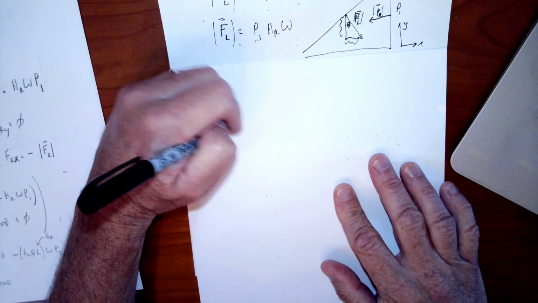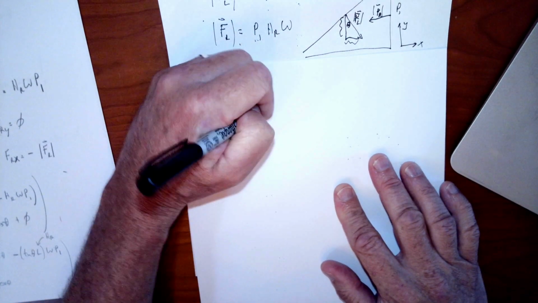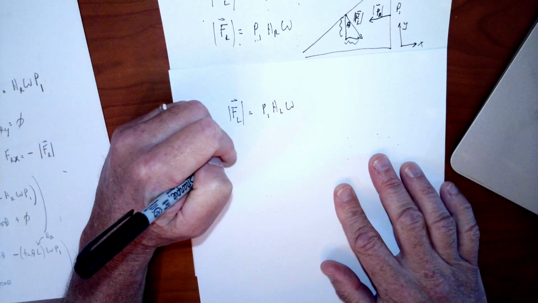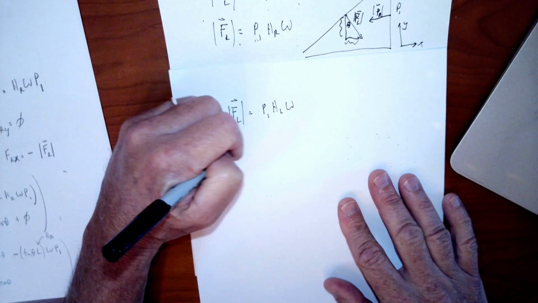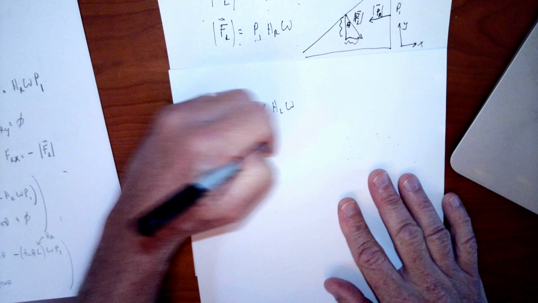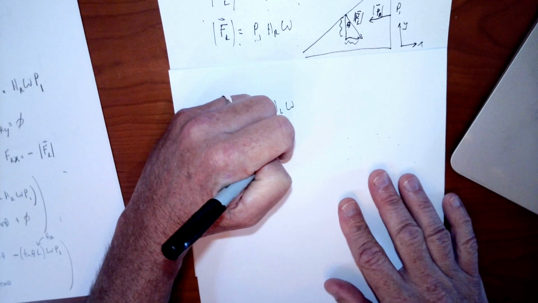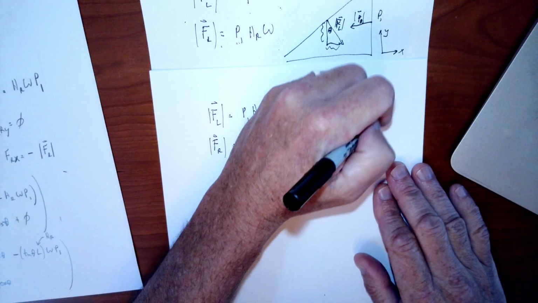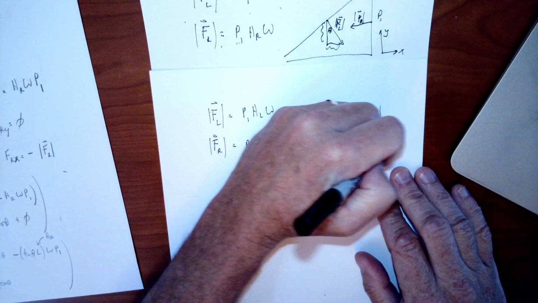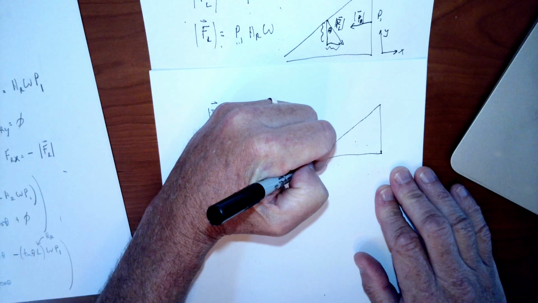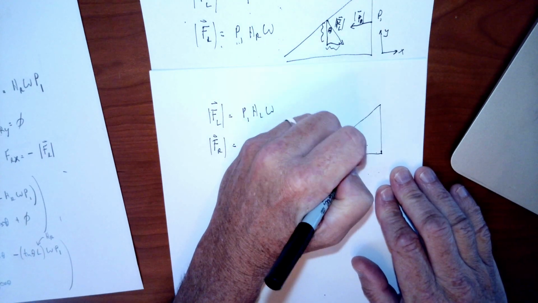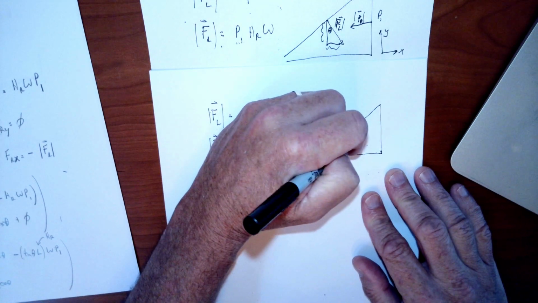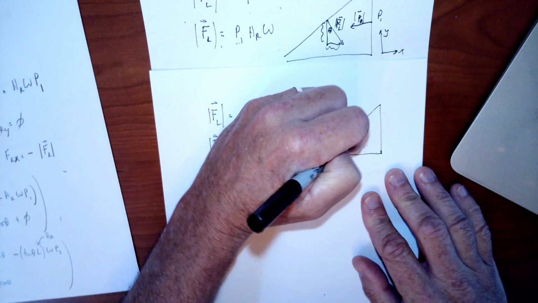The magnitude of the left-hand force is equal to P1 HL W, and the magnitude of the right-hand force is equal to P1 HR W. We want to see how that translates into X and Y forces here. So we've got the left-hand force coming in this way, and we're going to have an X and a Y component of that based on theta. There's your theta, there's your theta.